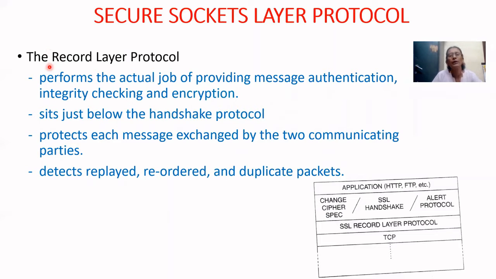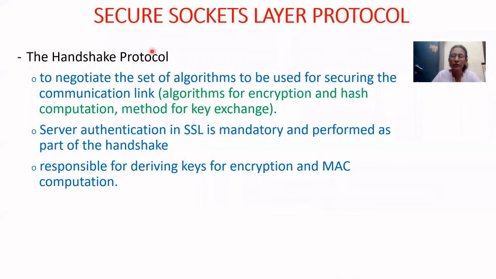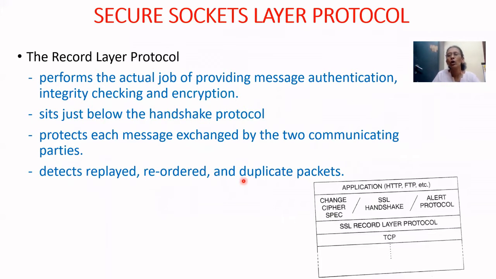Next, we have the Record Layer protocol, which actually does the job of providing message authentication, integrity checking, and encryption. In the Handshake protocol, which algorithm is to be used and what the keys are, those are being derived. Whereas the actual job of message authentication, that is computation of the MAC, the encryption, etc., is done by the Record Layer protocol.